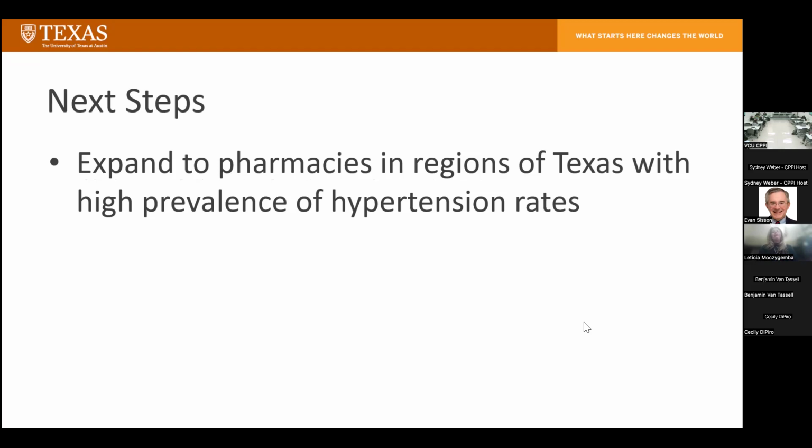So with regards to next steps, we have this workflow that we feel pretty good about, and we are excited that we're going to be continuing some of our work with the Texas Department of Health to expand the hypertension RPM to pharmacies in regions of Texas with high prevalence of hypertension rates. And then we're also going to be focusing on some social determinants of health with that as well. We're still completing our work plan, but one of the highlights is that we will be working with the Department of Health to identify areas with high prevalence of hypertension.